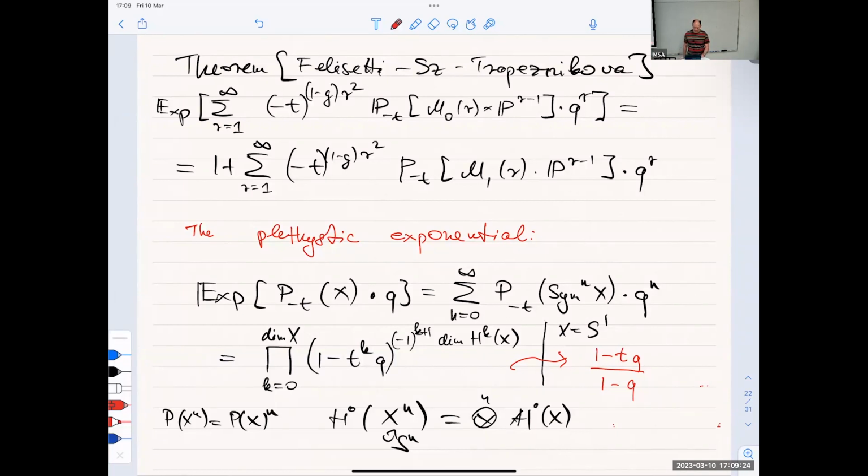May I ask, is this kind of a refinement of Macdonald? This is the Macdonald formula. I'm just explaining what it is.